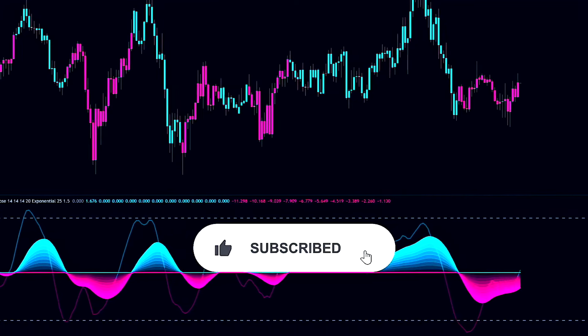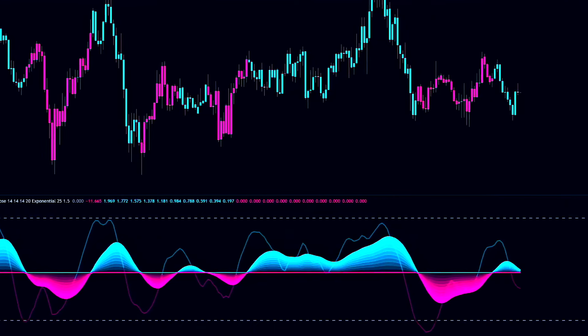Oh, and by the way, think of this indicator as one piece of the puzzle, not the whole picture.